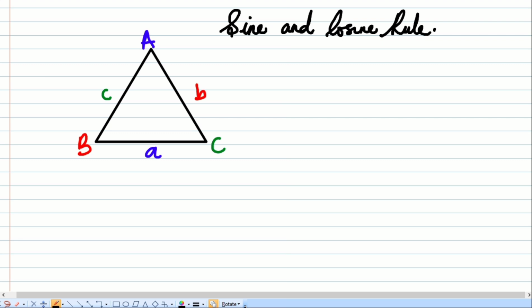Now, let's say we have a triangle like this. Every triangle basically has three angles, right? That's why it's called tri. That prefix there means three. So it has three angles and then three sides.